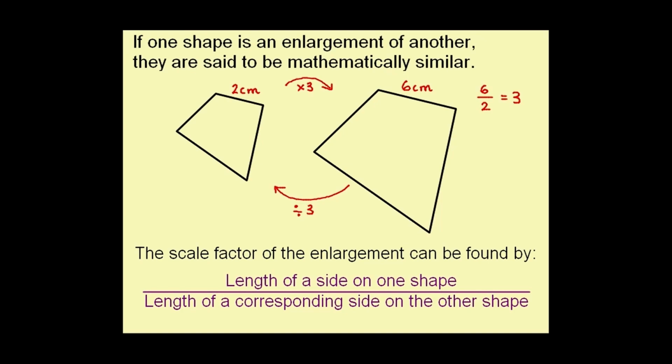So for example, if I was told that this was 4 centimetres long, I would multiply it by 3 to find this corresponding side here, and that would be 12 centimetres long. If I was told that this side here was 15 centimetres long, then to find this corresponding side, I could divide by 3, and that would give me 5 centimetres.